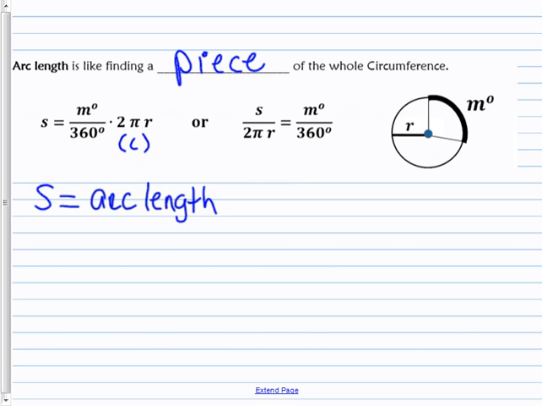If you would rather use a proportion instead, you can use a proportion where S, the arc length, divided by the circumference is equal to the measure of the angle divided by 360. I tend to use more of the formula style. This is kind of like what I like to do. But if you like proportions and you like cross multiplying and then dividing, that proportion style may be for you. So it's totally your call. Whatever makes you happier. So using this picture, obviously r is the radius, m is that measure of the arc length. So let's put it into action.